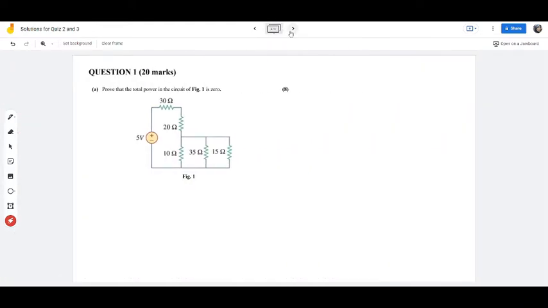Question number 1. The question asks that you please prove that the total power in the circuit given in figure 1 is equal to 0. So quickly, you need to show that the summation of power equals 0, or you can say that power supplied equals power absorbed. You only have one supply, one voltage supply, so most likely this is where the power supply is.